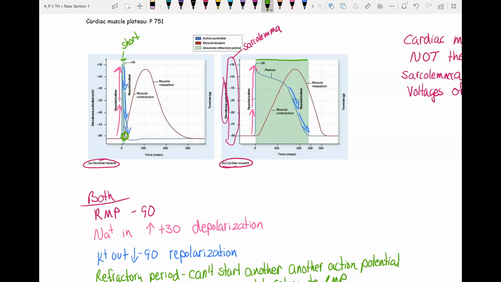In the heart, you have a very long refractory period. Sodium comes in, you depolarize to +30. Notice there's this plateau. Then you repolarize back down to -90. And then once the voltage, right here, returns to -90, notice the refractory ends. So first we'll look at what causes the longer refractory and then why that is important.